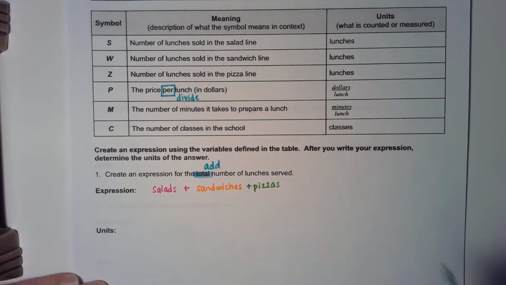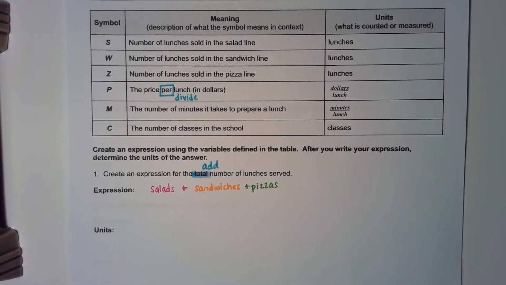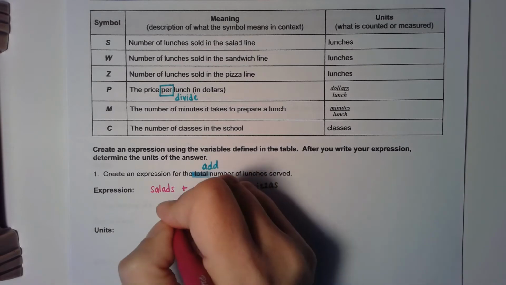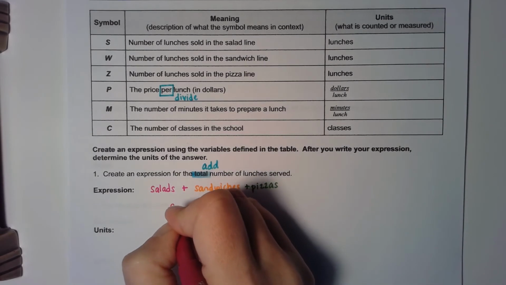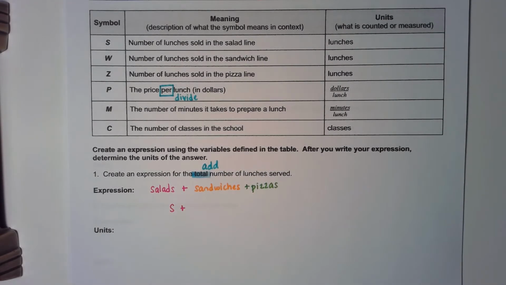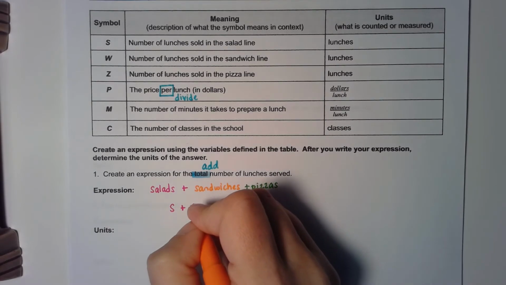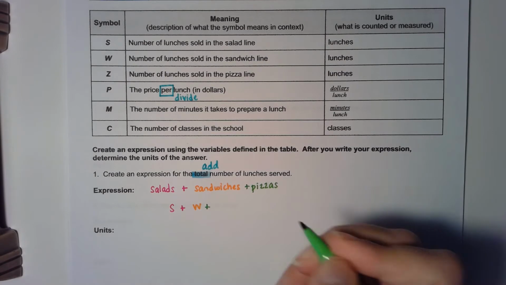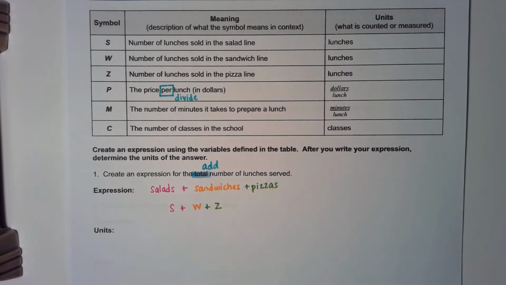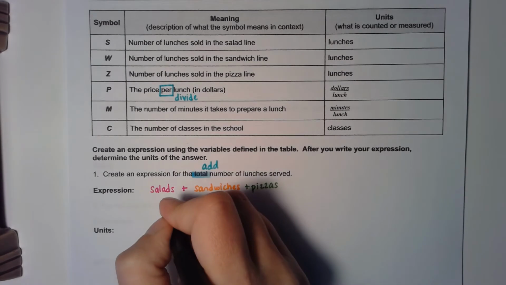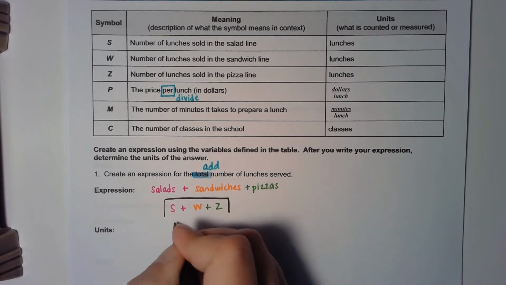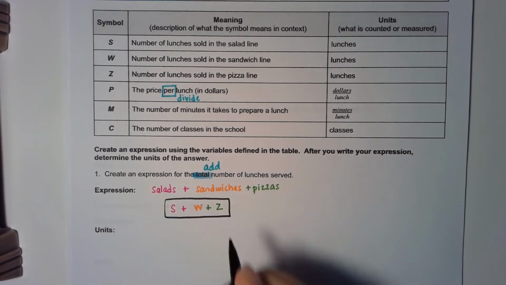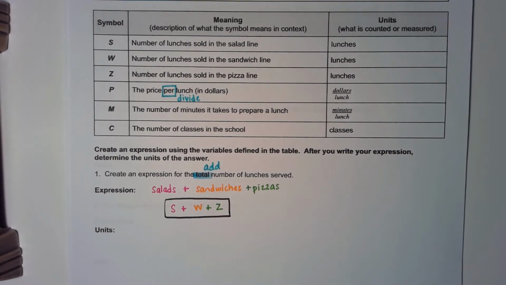Now, in order to use variables to represent that, since she's decided to use S for salads, we would write S, plus since we've decided to use W for sandwiches, we would write W, plus since we've decided to use Z for pizzas, we would write Z. And this would be your final expression. The total number of lunches would be adding the salads plus the sandwiches plus the pizzas.